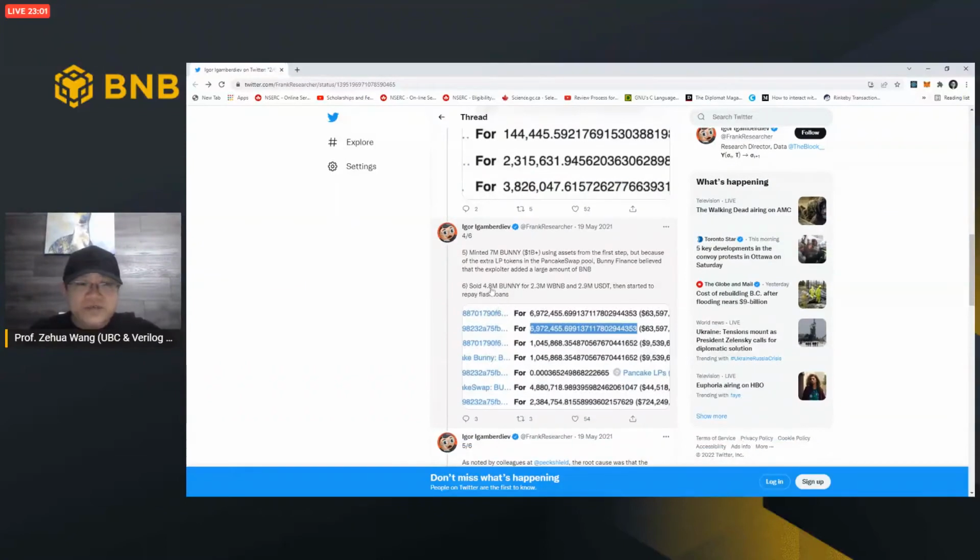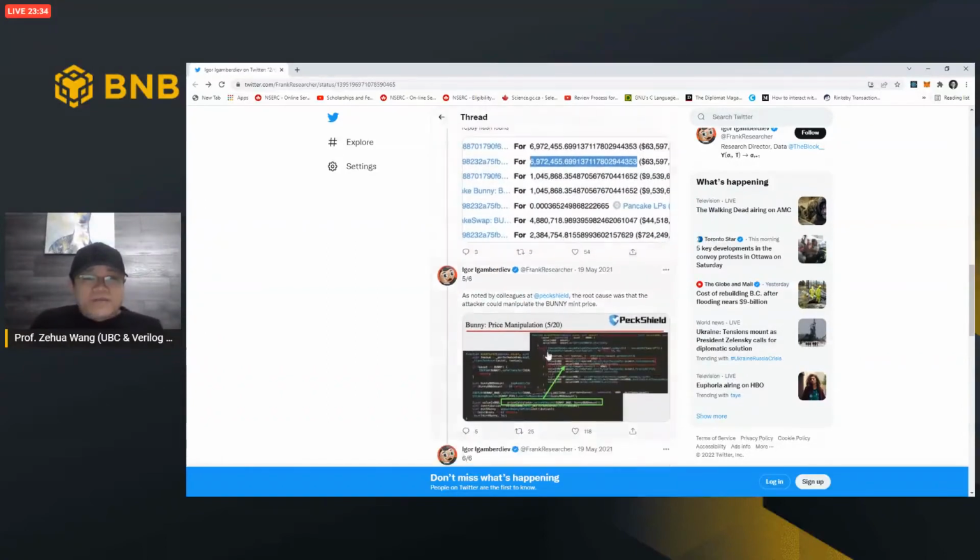Then eventually it shows the 4.8 million Bunny and the 2.3 million WBNB, and then this is 2.9 million USDT, and then it pays all of the flash loan back. So you can see that it takes out the flash loan and directly pays the flash loan back. Okay, it repays the flash loan in the same block. It's actually just the same transaction, because it writes all of those transactions in the function of the smart contract.